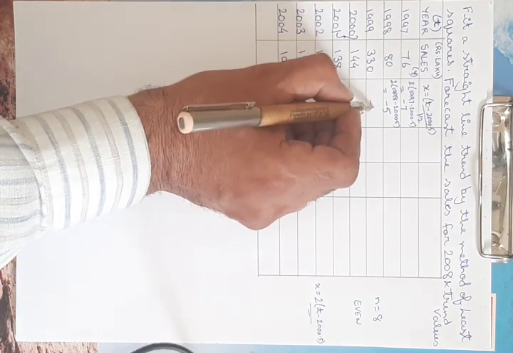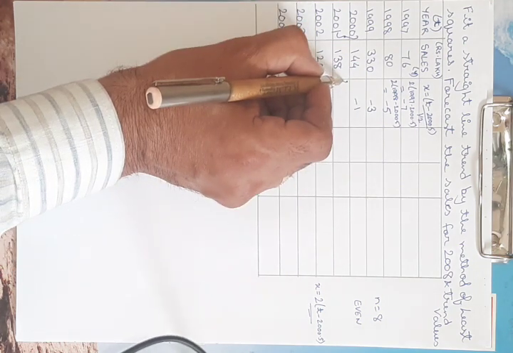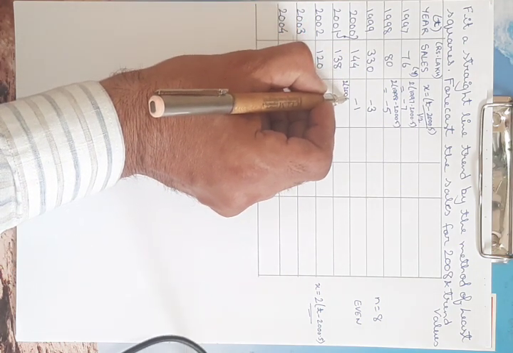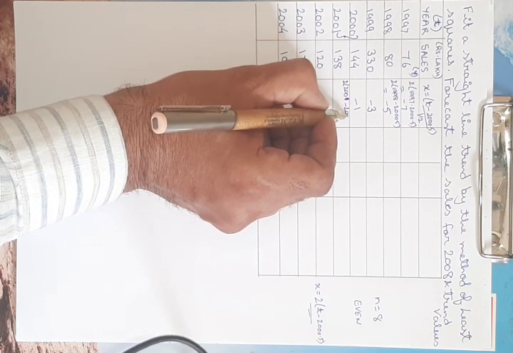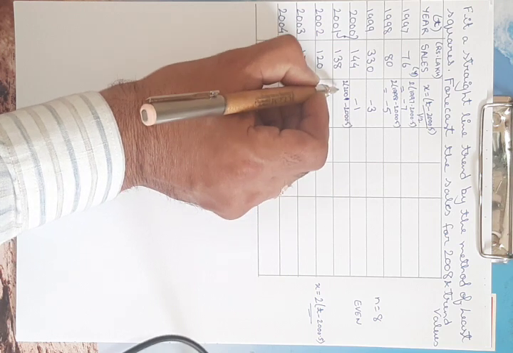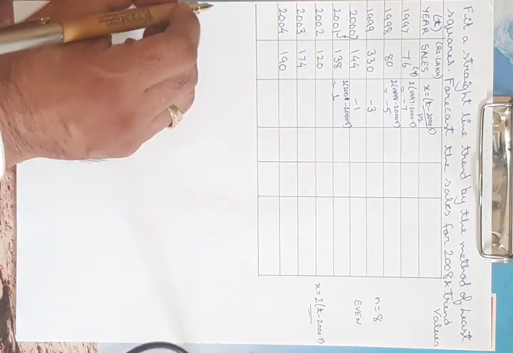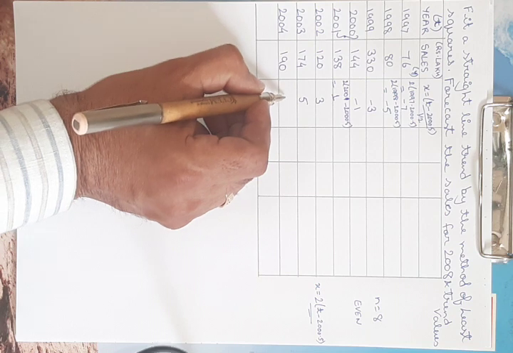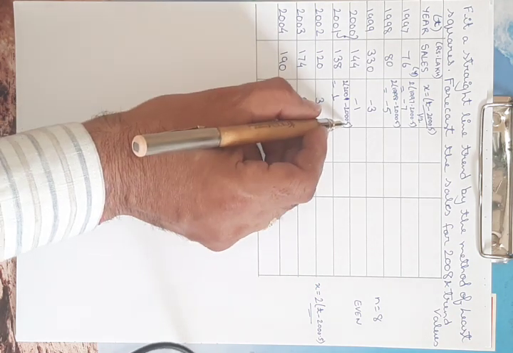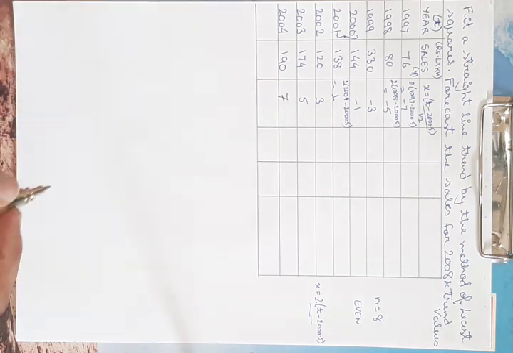Similarly here we can extrapolate. This is minus 3, this will be minus 1. Next, for 2001 minus 2000.5, the value comes out to be plus 0.5 multiplied by 2, that is plus 1. The next value will be 3, next will be 5, and finally the last value, 2004 minus 2000.5, comes out to be 7. So this is how the values of x are calculated.